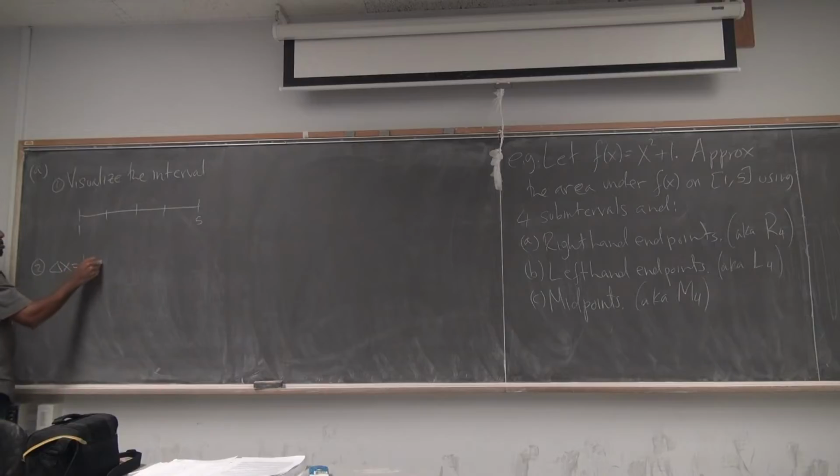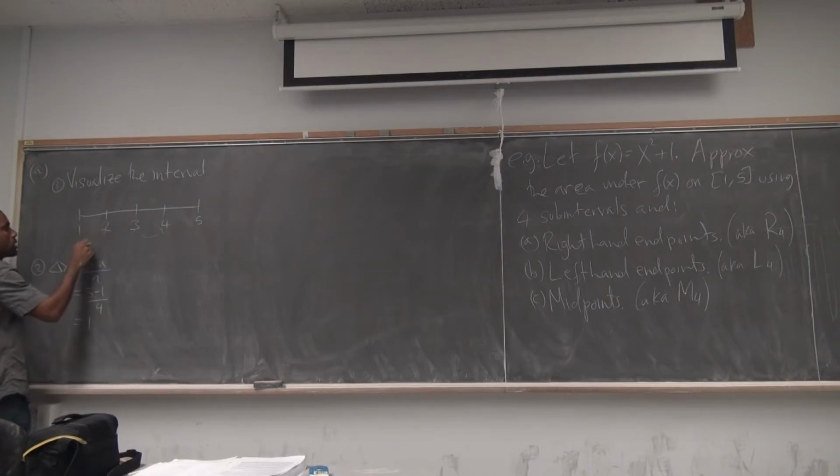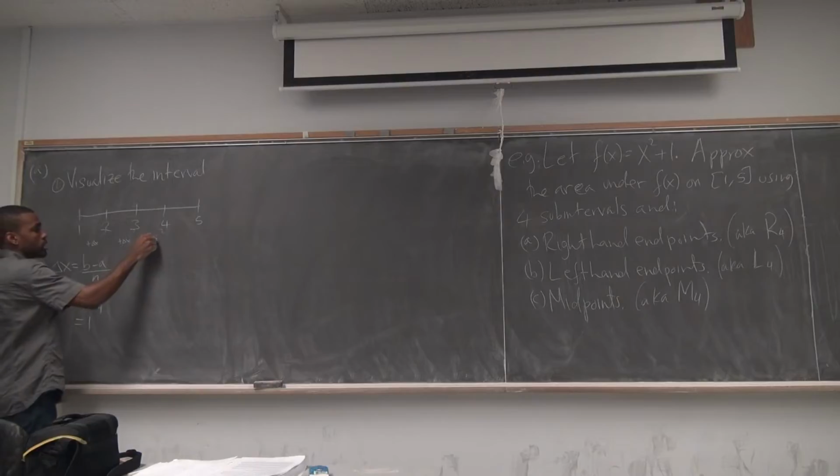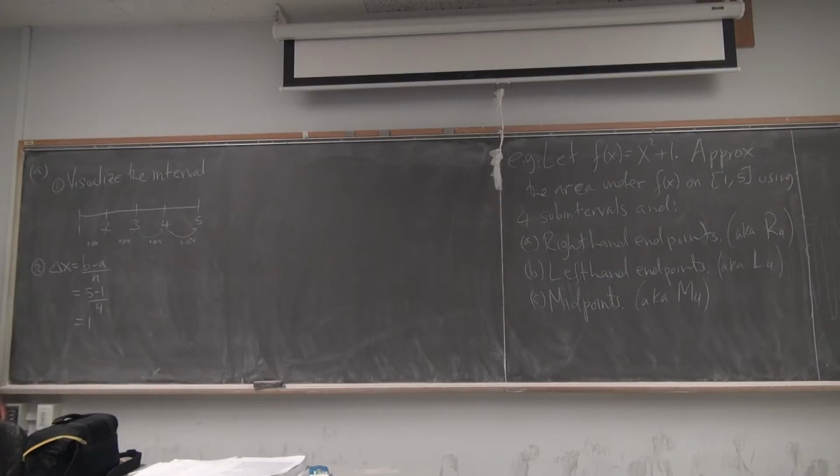Delta x is going to be b minus a over n, which in this case is going to be 5 minus 1 over 4, which is actually 1. So it means you're jumping by 1 every time. So 1 plus 1 equals 2, 2 plus 1 equals 3, 3 plus 1 equals 4. Right? I keep adding 1. Plus delta x, plus delta x, plus delta x, plus delta x. So those are the numbers.